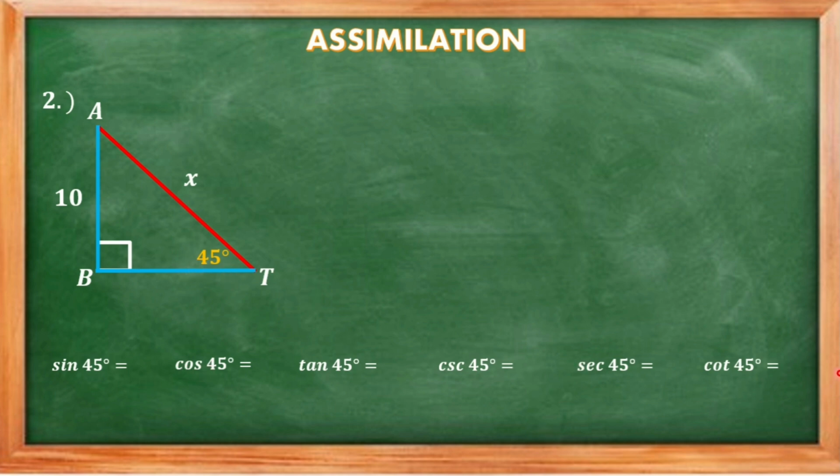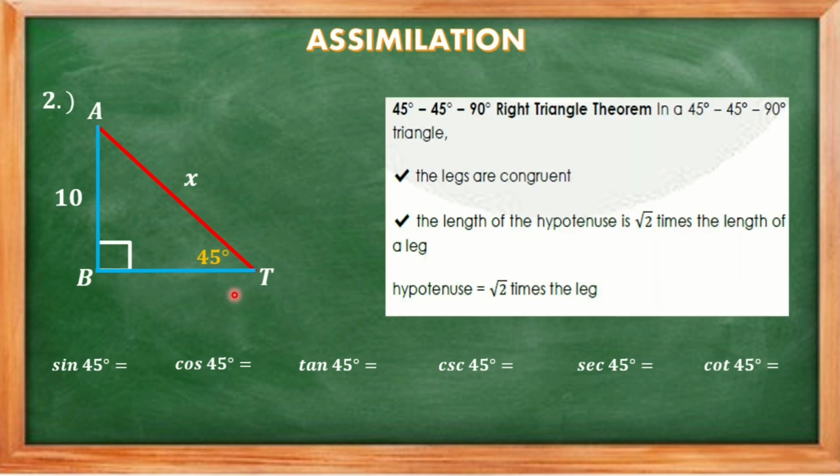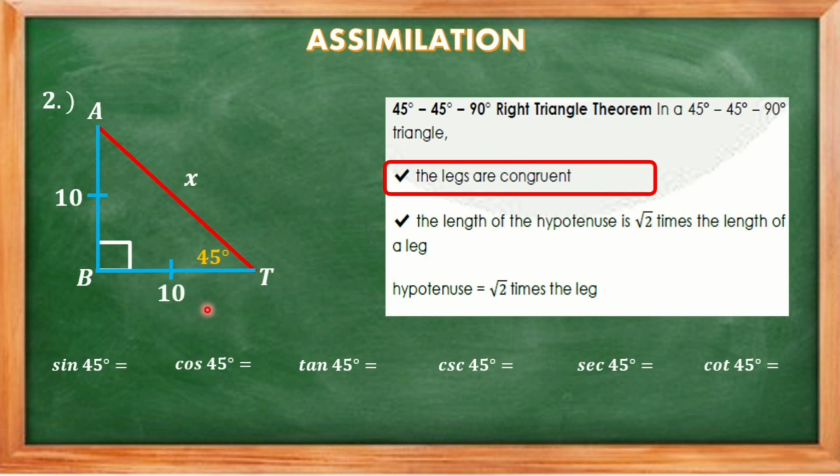Pero bago natin mahanap yung 6 trigonometric ratios niya, kailangan muna natin hanapin kung ano yung value ng kanyang hypotenuse at saka nung isang leg niya. Okay? So, syempre, makakatulong dyan yung concept ng 45-45-90 degrees right triangle theorem. Okay, so according dito sa kanyang theorem, the legs are congruent. So, ito yun. Ang given natin kasi dito is 10. So, ibig sabihin, isang leg niya is also 10.